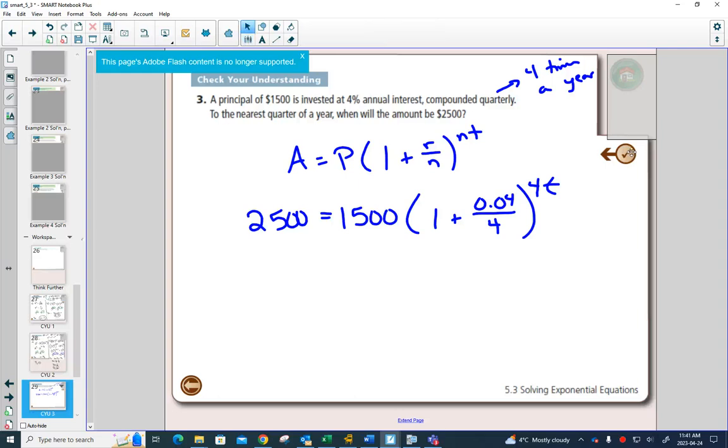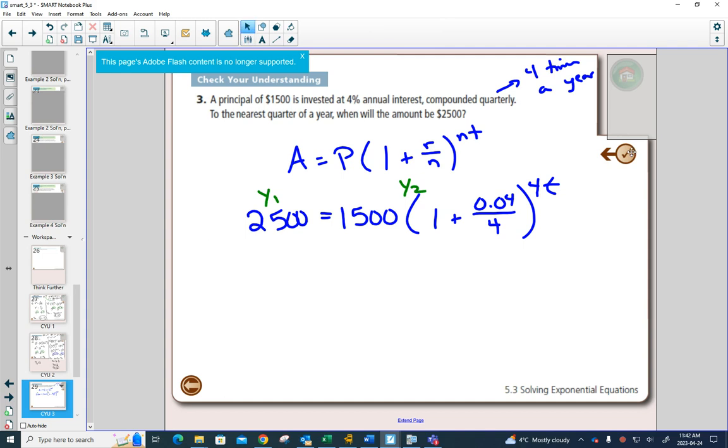Now, based on where we're at today, the only thing you know how to solve for is if you can get the bases the same. The base right here is 1.01. Is that on your powers chart? No. Nothing on here would be on your powers chart. So that means right now, we are not able to solve this unless we use a calculator. And what we're going to do right now is we're going to either use our graphing calculator or Desmos.